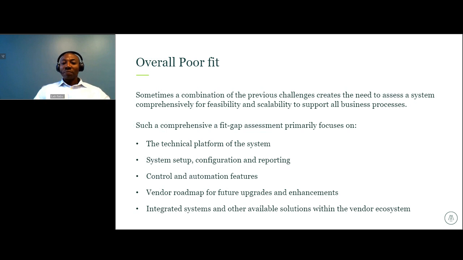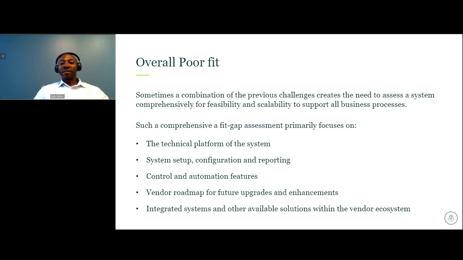The vendor roadmap for future upgrades and enhancement, and integrated systems and other available solutions within the vendor ecosystem, so that if you do need an integration, you can be rest assured that it is available within the vendor ecosystem. And the vendor system is also an open system with open APIs to allow integration. So with this information, we then present the client with an analysis of the degree of correlation of their system to their requirements.